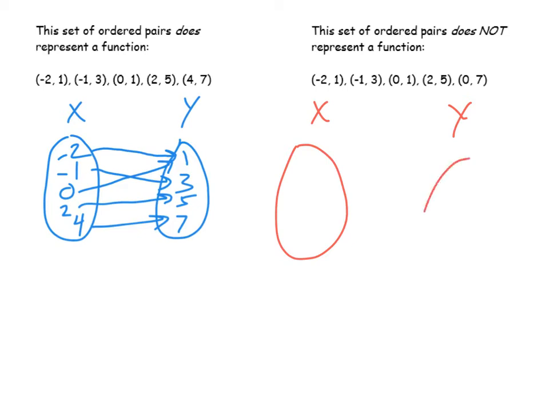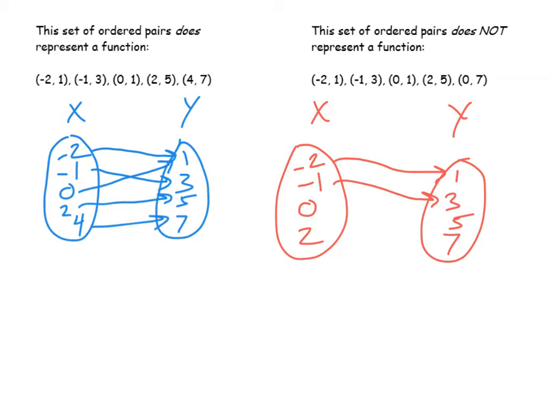Here we're going to use the mapping diagram to show that this isn't. Same way of going about it. -2, -1, 0, 2, and then 0 shows up a second time. For my y's, I see 1, 3, 1 again, 5, and 7. Again, -2 goes to 1. -1 goes to 3. 0 goes to 1. 2 goes to 5. 0 goes to 7. And there you see it.